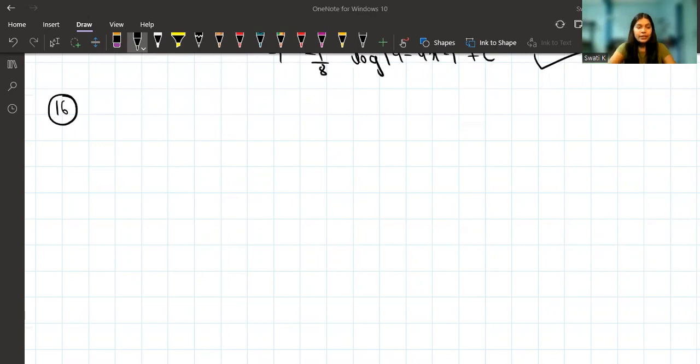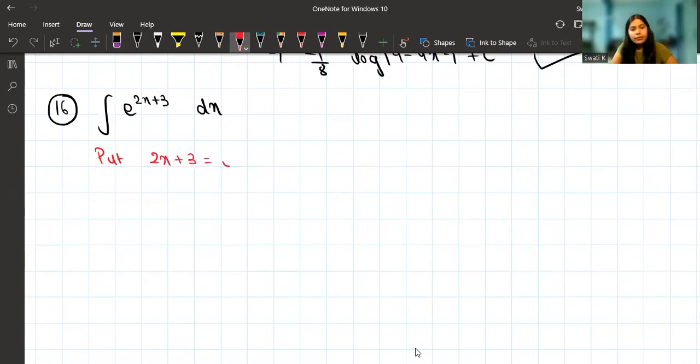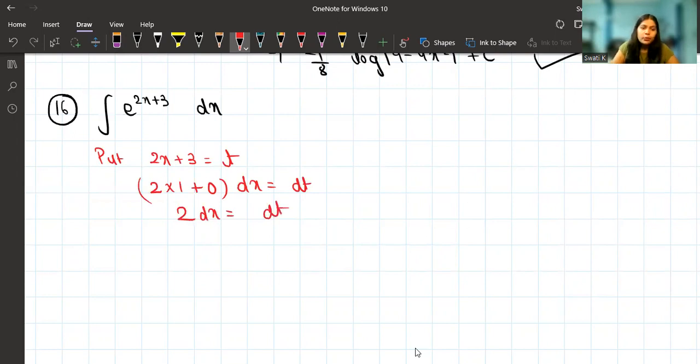In the 16th question, we have to integrate e raised to 2x plus 3 dx. It's very simple. Here again, the smart move is to put 2x plus 3 equals t. If you take the derivative, 2 times the derivative of x with respect to x, which is 1, plus the derivative of 3, which is 0. So 2 dx equals dt. Now I'm going to write this as dx equals dt upon 2.